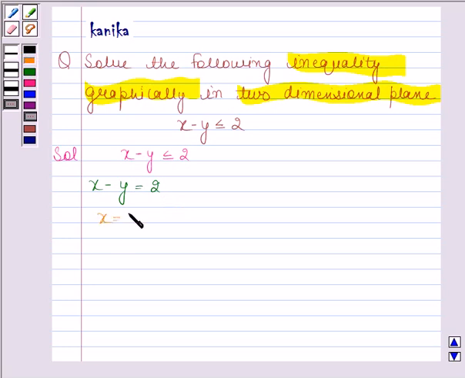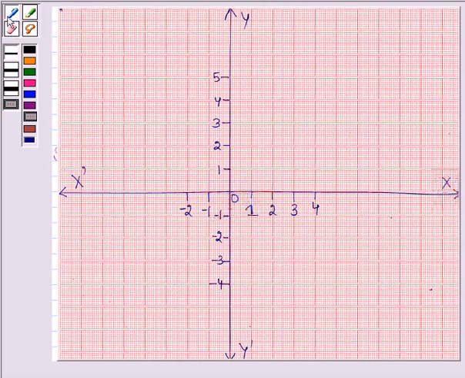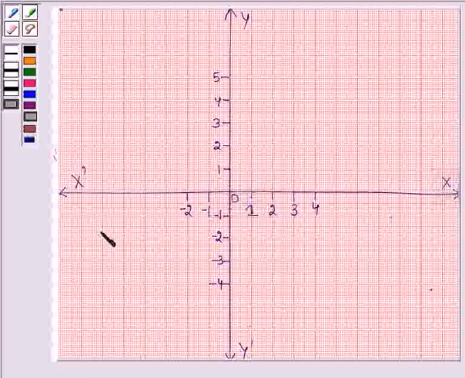If x is equal to 0, then y is equal to minus 2. And if y is equal to 0, then x is equal to 2. The two solutions of this equation are (0, minus 2) and (2, 0). Now we will plot these two points on the graph. So let's make a graph now. The two points which we have to plot are (0, minus 2) and (2, 0).